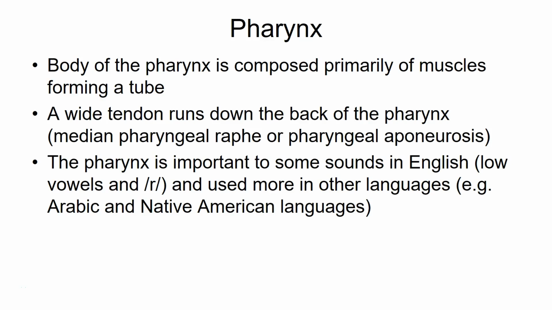The pharynx is a muscular tube running down the back of the throat. It has a wide tendon in the back that's an attachment point for the pharyngeal muscles, called the median pharyngeal raphe, or the pharyngeal aponeurosis.